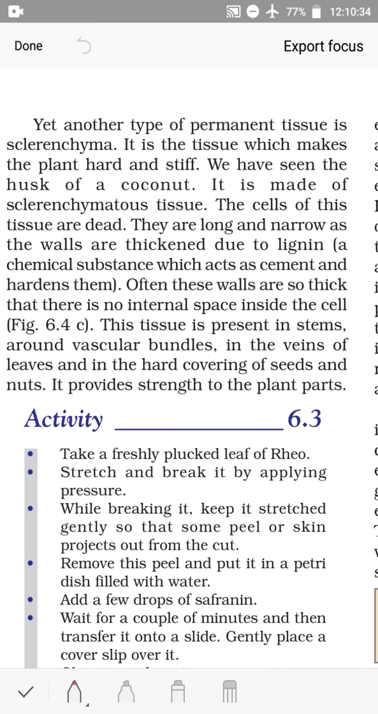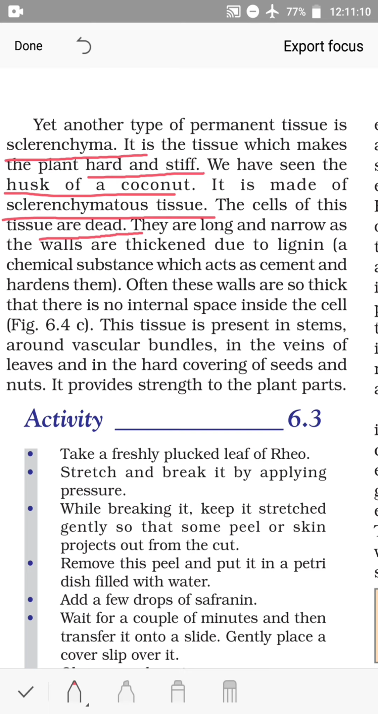Yet another type of permanent tissue is sclerenchyma. It is the tissue which makes the plant hard and stiff. We have seen the husk of a coconut. It is made of sclerenchymatous tissue. The cells of this tissue are dead. The other two tissues which we discussed have living cells. Here the cells of sclerenchymatous tissue are dead.